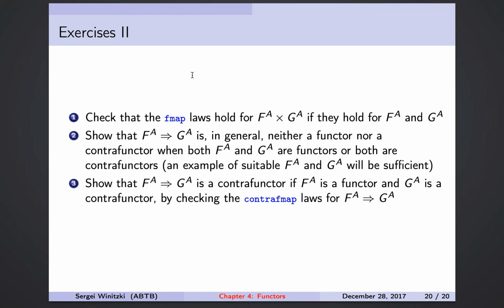Here are some exercises for you, to check that this works, and to check that this works for contrafunctor G and functor F. This is quite similar, but in the opposite order. And also to show that this is neither a functor nor a contrafunctor when they're both functors or both contrafunctors. That's much easier, because you just give an example and show that the types don't match.